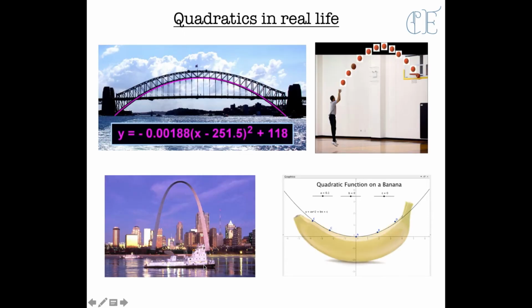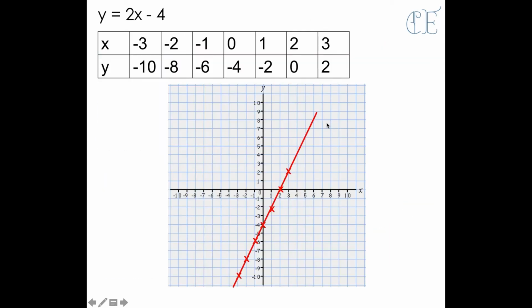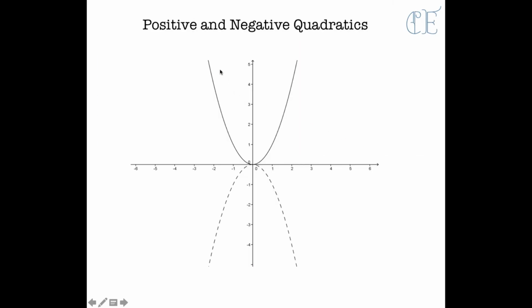So if we just go back a second to our straight line graph, it must be a straight line because there are no x squared values. It could be any number here, but there are no x squared or x cubed values, so we know it's going to make a straight line. Whereas quadratic equations actually make a curved shape because of the x squared values.